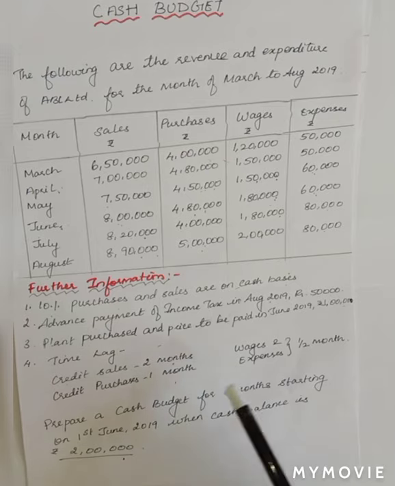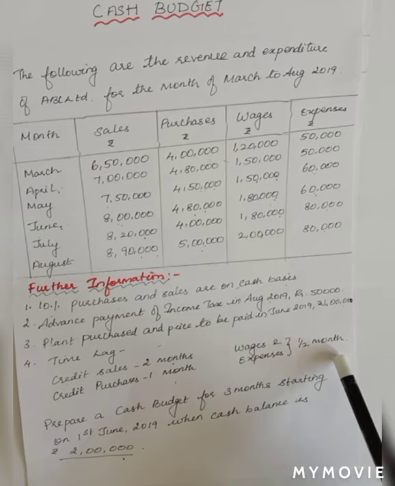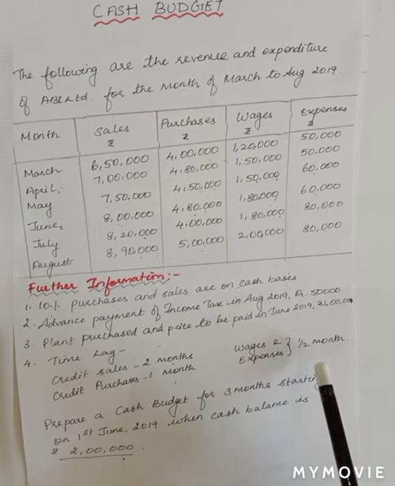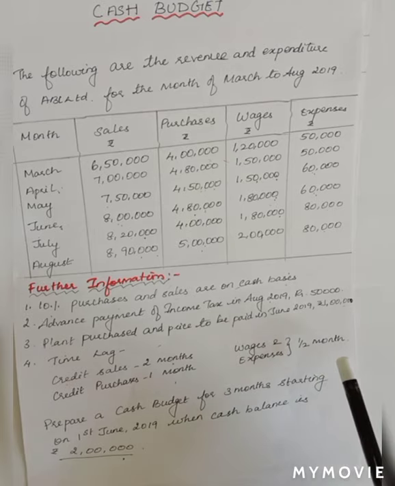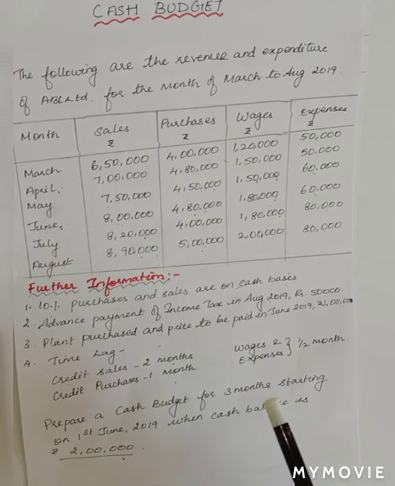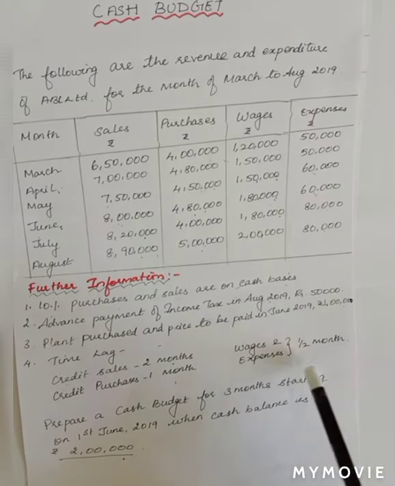Okay, and coming back to your wages and expenses, it has been told that half a month lag period, which means that you have to settle half amount of this month and half amount of previous month in this month. Okay, you have to pay half the expenses of the last month and half the expenses of this month, during this particular month itself. Okay, that is half a month.